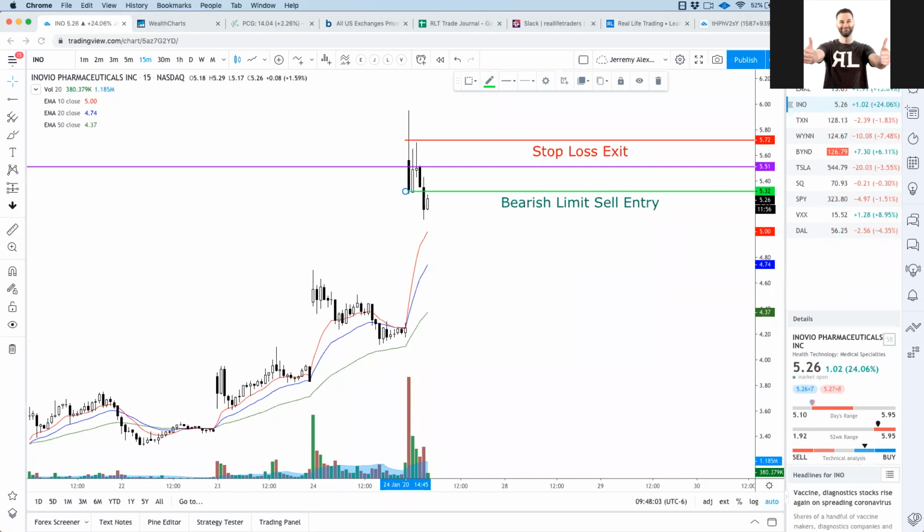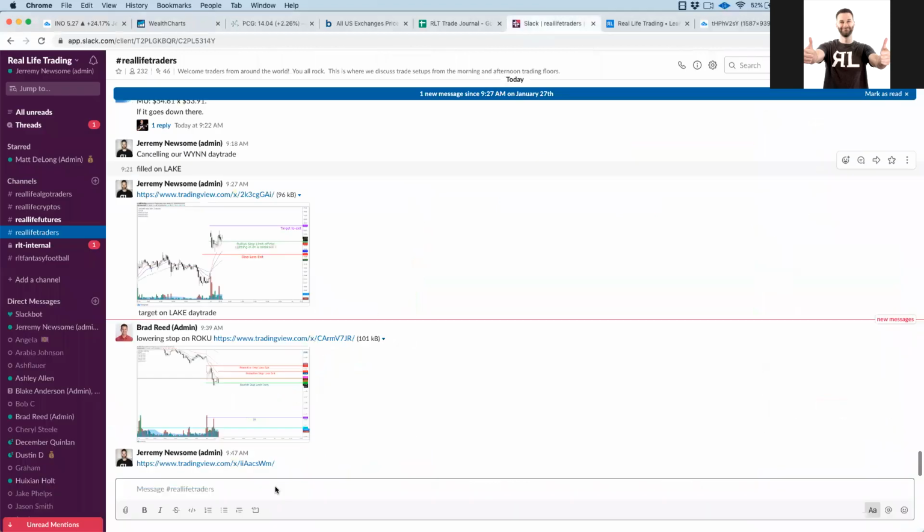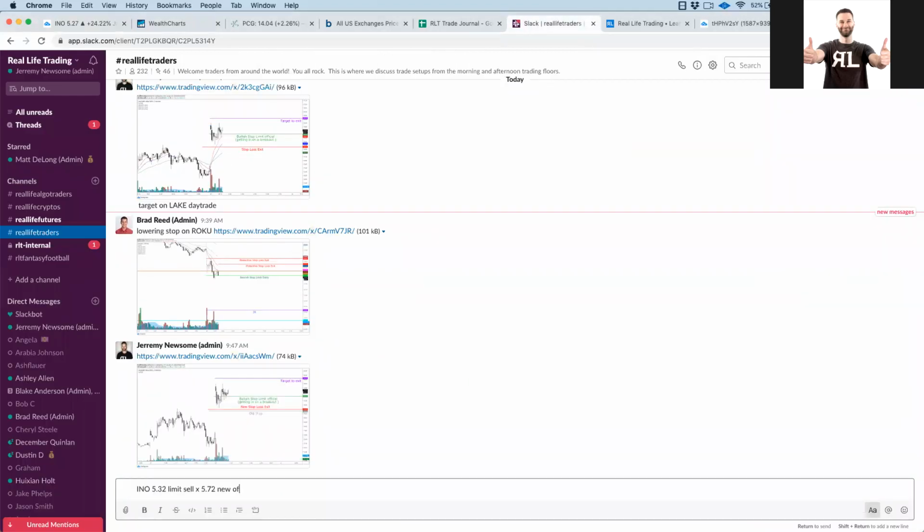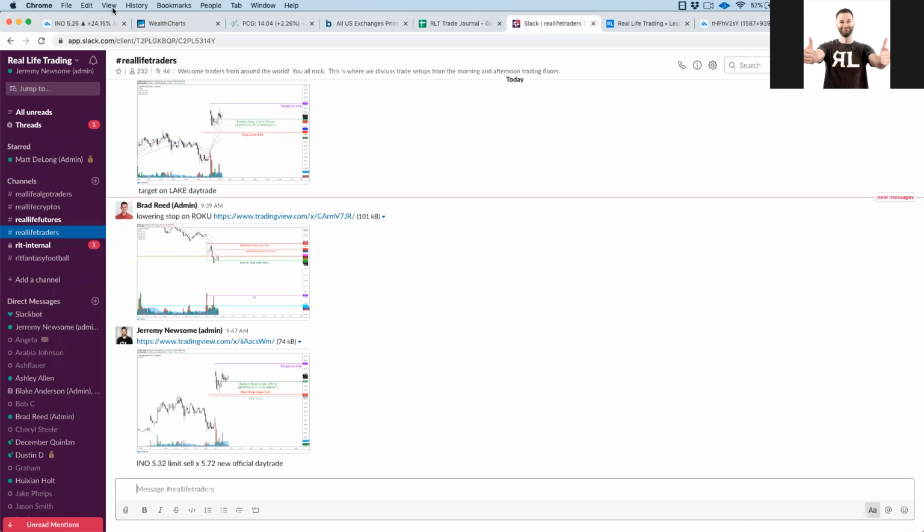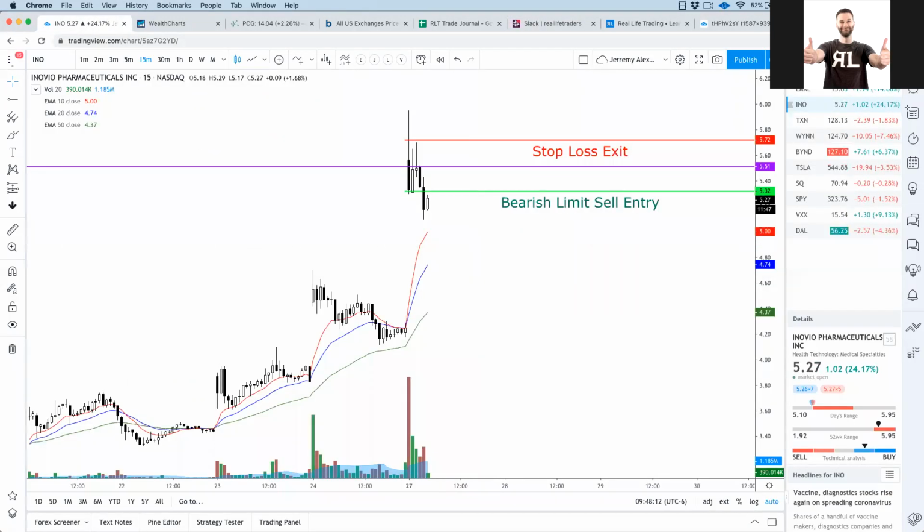So this is going to be the newest official day trade for me. What that means is we're going to be in 1 trade bullish and 1 trade bearish. So you wouldn't expect both of them to lose, even though it's certainly possible. This is a 40-cent risk on I&O, 5.32. Stop loss is 5.72. And I don't know the target yet, but probably around $5.